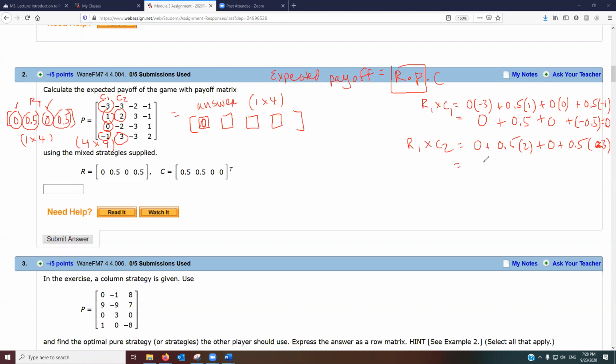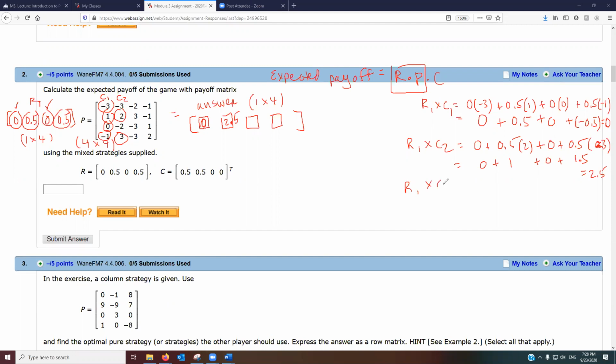All right, well, let me work this out. This is going to be 0 plus 1 plus 0 plus 1.5. So this looks like 2.5. So I'm going to put a 2.5 here. All right, let's keep going.